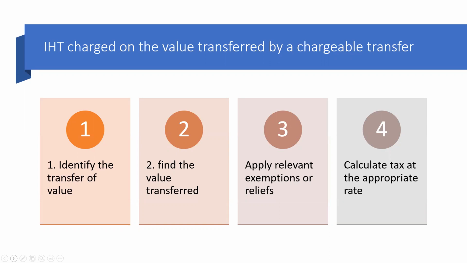So what do we actually mean by that? Identifying the transfer of value, that's basically any disposition which reduces the value of the transferor's estate. And during the lifetime, that would usually be if they make a gift, because that's a time when you are reducing the value of your assets. If I gave away £100,000 tomorrow, then at the end of tomorrow, I am worth £100,000 less than I was at the start of the day.